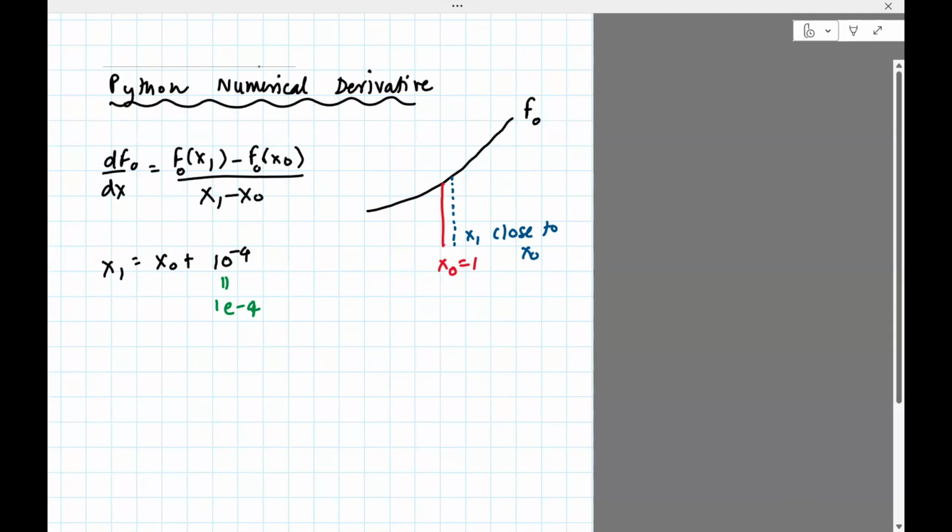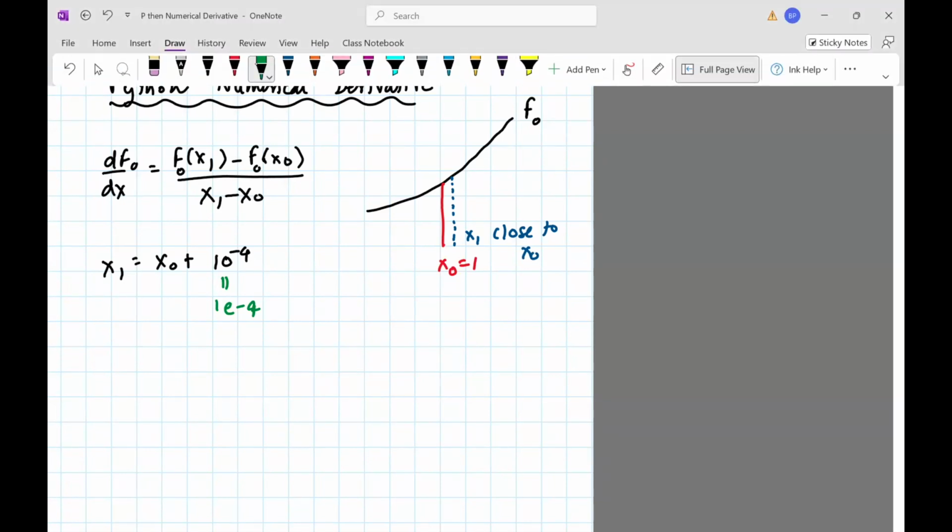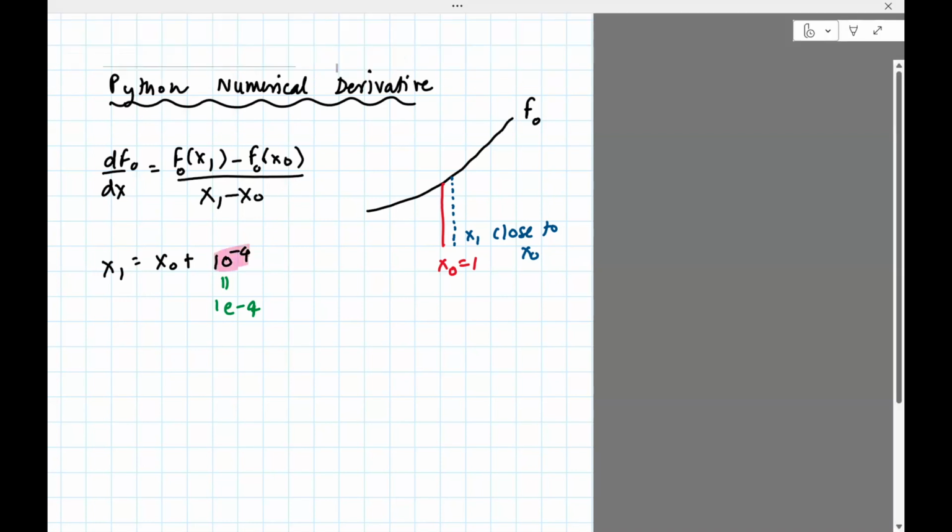So it's a small perturbation. And why is this true? Well, it's because if you know the definition of the derivative, it's basically the value of df dx is f of x1 minus f of x0 divided by delta t or delta x, in this case where delta x tends to 0. The smaller the value of delta x, here delta x being 1e negative 4, the more accurate it is.